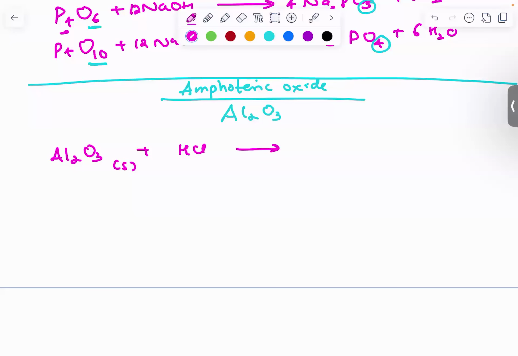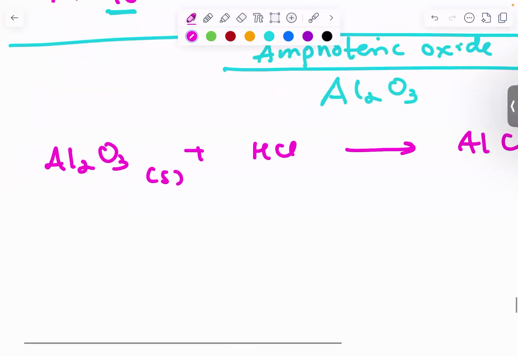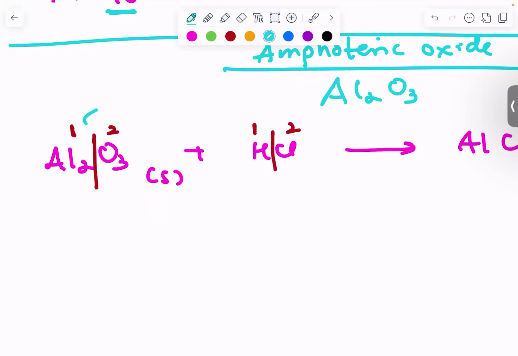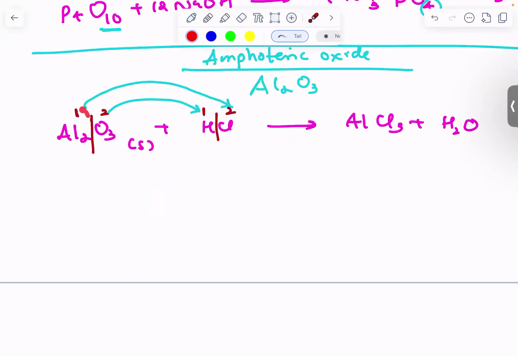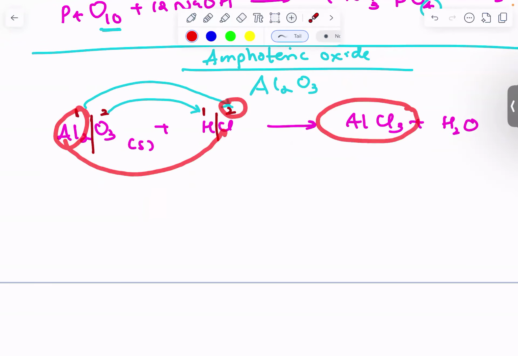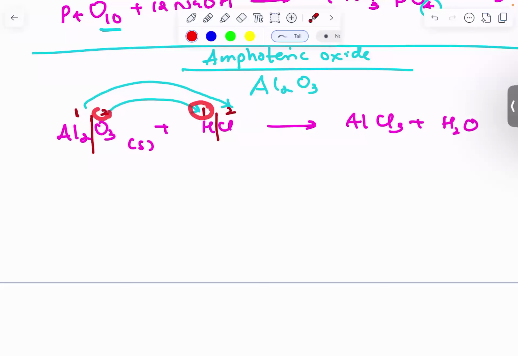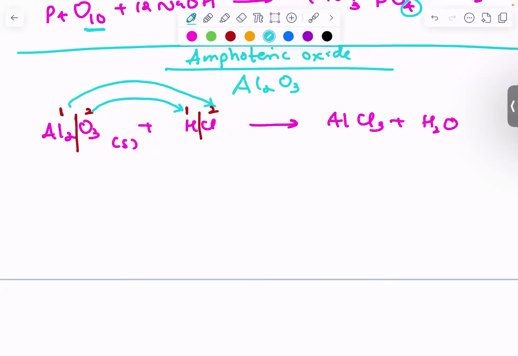HCl, then it will be AlCl3. I think I have told you about that. Just a minute, listen carefully. Divide it. You can see it can be broken down from here, right? Write one here, two here, write one here and two here. Then combine one with two, and two with one, and you will get the product. So aluminium will combine with Cl, it will form AlCl3. Then when you combine H with O3, it becomes H2O. It's easy to remember like this.